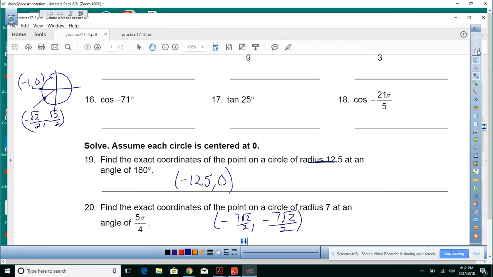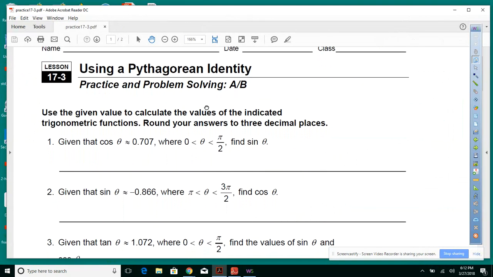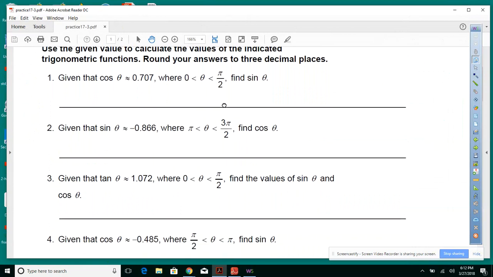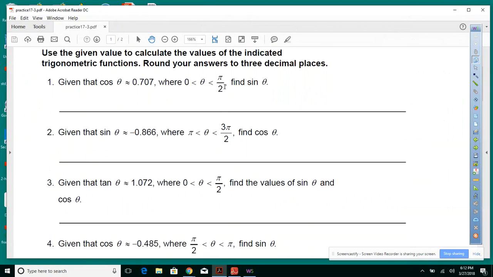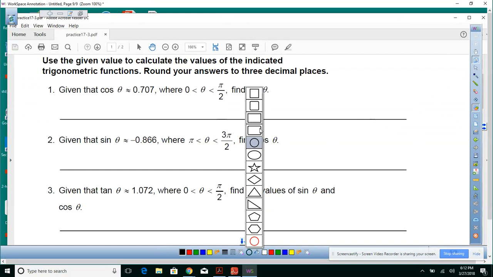Great job on 17.2. Let's do 17.3. Use the given value to calculate the values of the indicated trigonometric functions. Round your answers to 3 decimal places. All right. This is what we did in class today. Okay, we were doing that in class today. So let's take a look at it. I think we need a little real estate here.